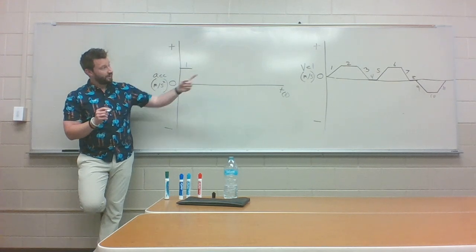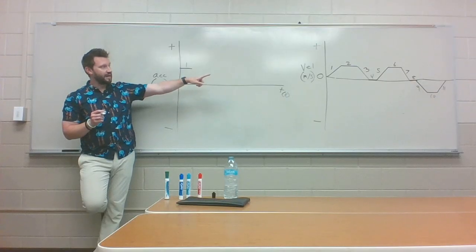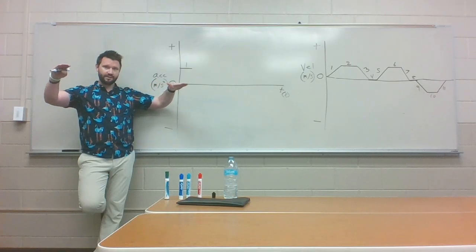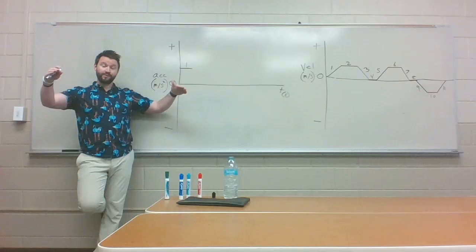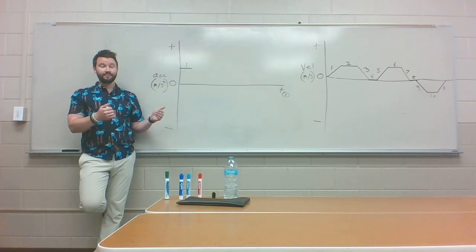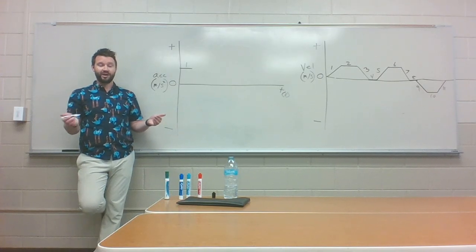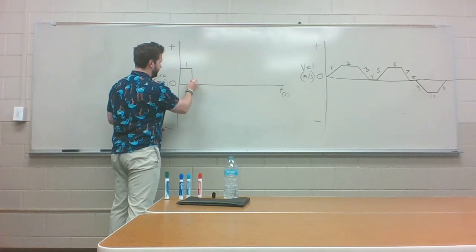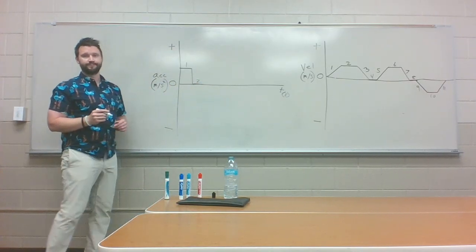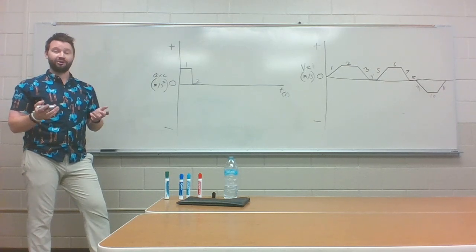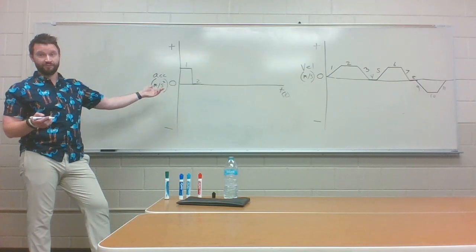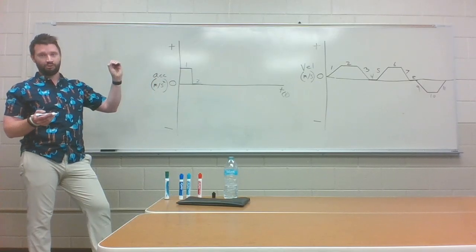Number 2. Positive direction on the top half, but what are we doing with the velocity? Constant. So, if velocity is not changing over time, by definition, our acceleration is 0. Because remember, acceleration is a change in velocity over time. We don't have any change in velocity over time. We're moving at a constant rate, so acceleration, 0.